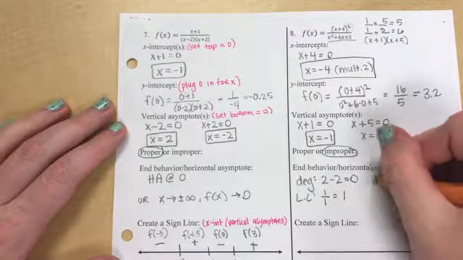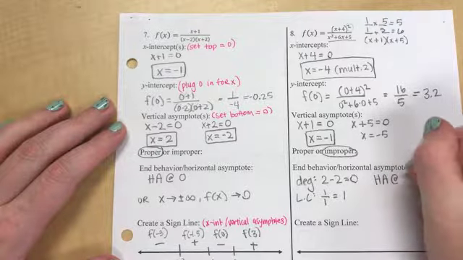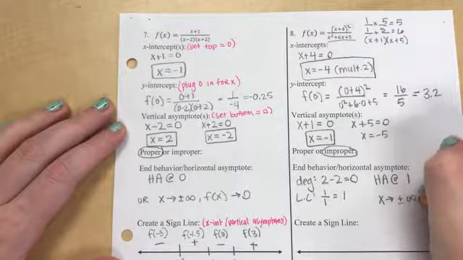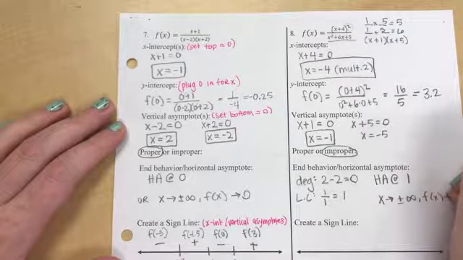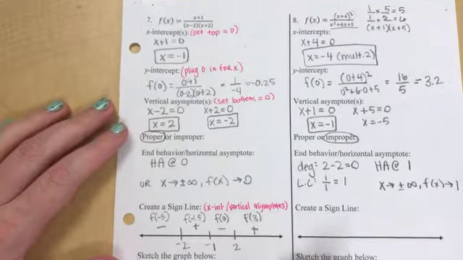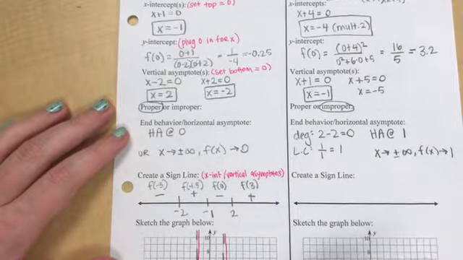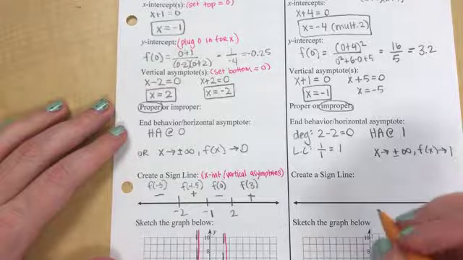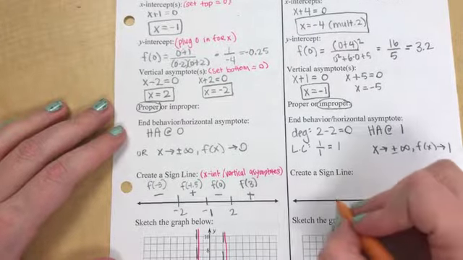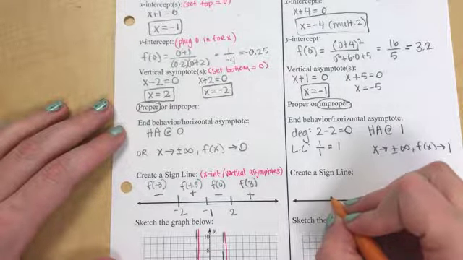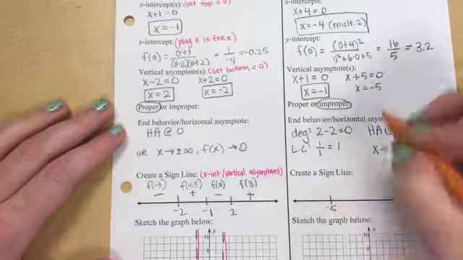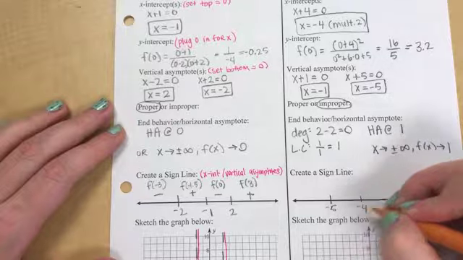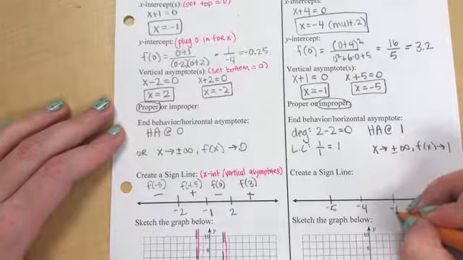So I can either say I have a horizontal asymptote at 1, or I can say as x approaches both positive and negative infinity, f of x approaches 1. When I create my sign line, I have a vertical asymptote at negative 5, an x-intercept at negative 4, and a vertical asymptote at negative 1.